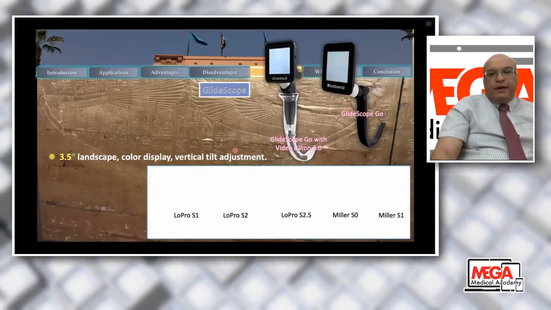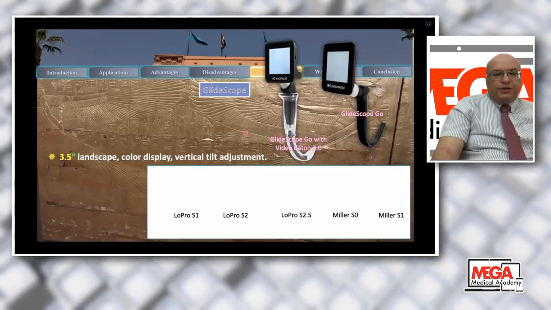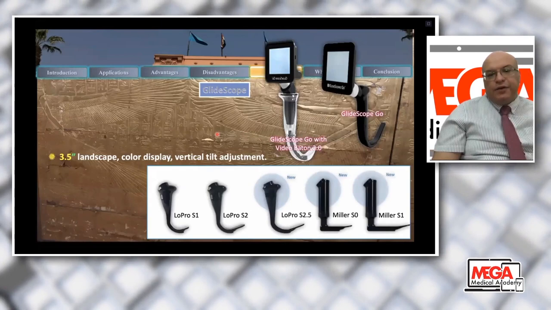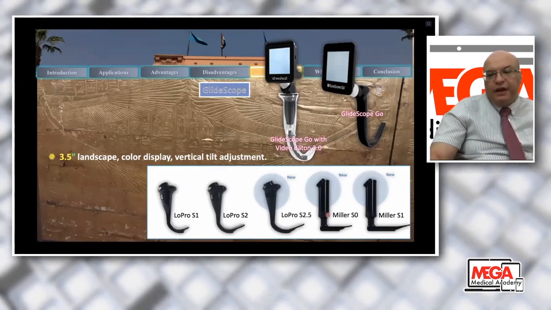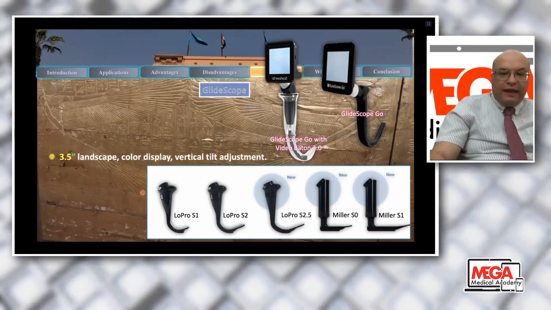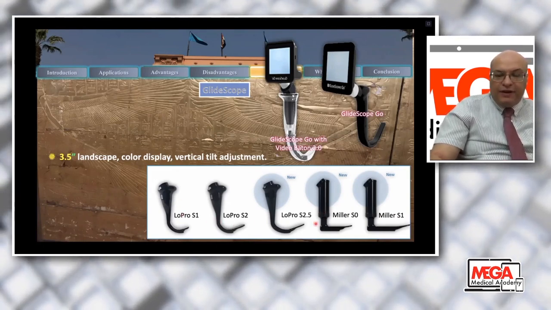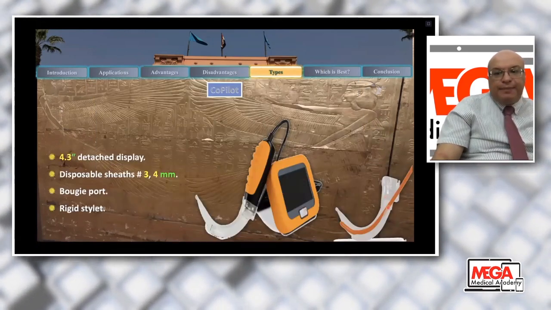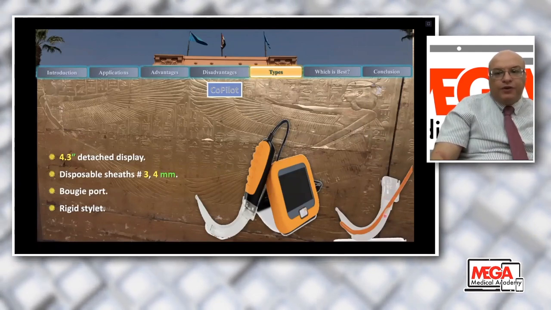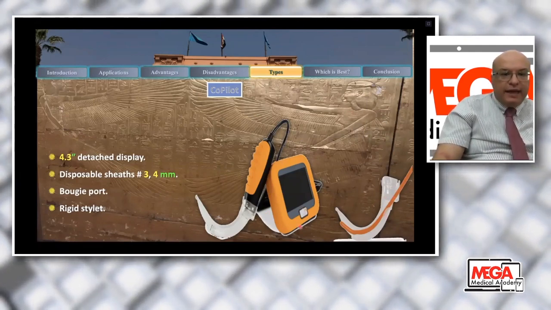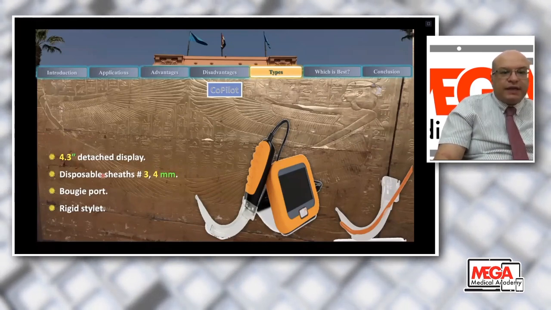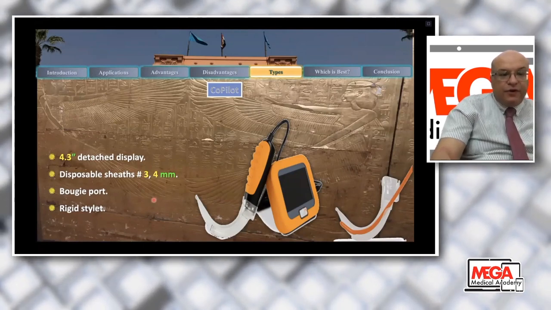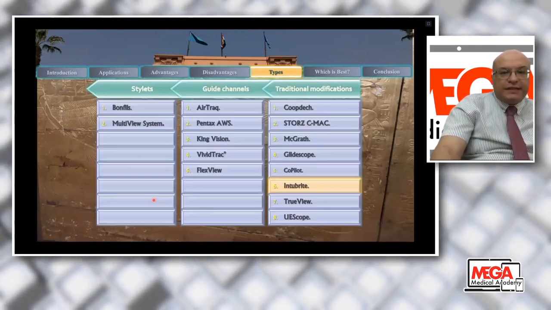GlideScope Go has a 3.5-inch landscape screen, which is available also in size Lo-Pro S1, 2, 2.5, 0, and 1 as well. For curved blades, three sizes, 1, 2, 2.5, and the straight blade, 0 and 1. Co-pilot has a blade with a port allowing introduction of a pulley. There is a remote screen, and it is a 4.3-inch detachable screen. The blades are disposable, available in size 3 and 4, and provided with a rigid stylet.